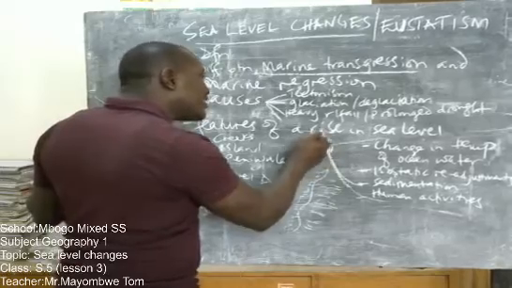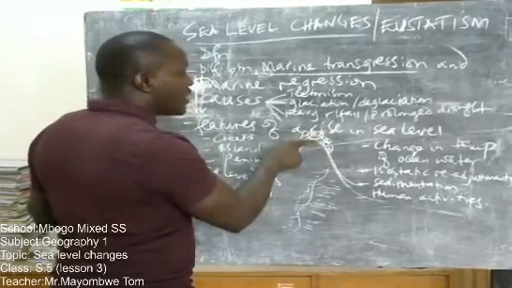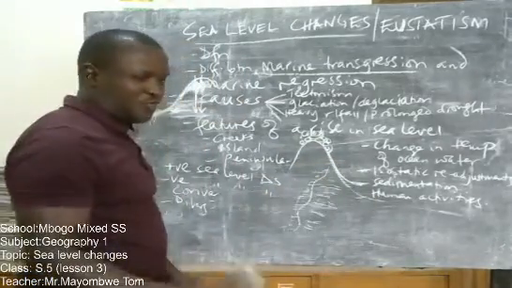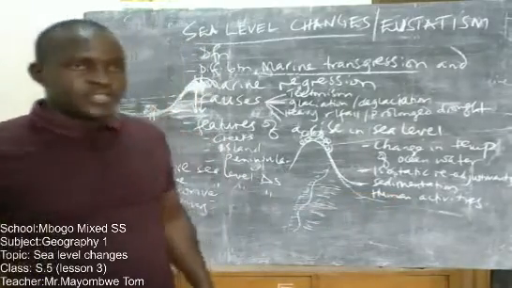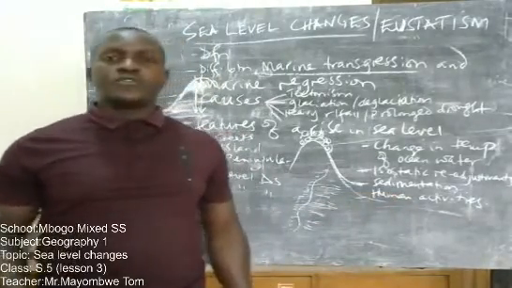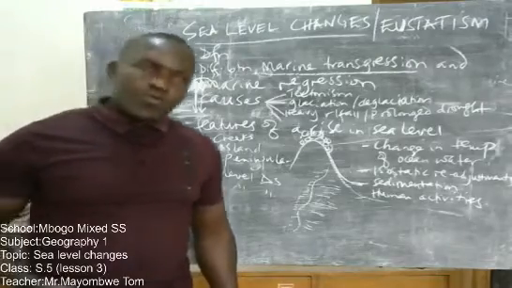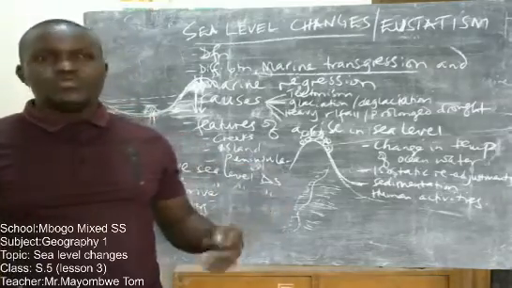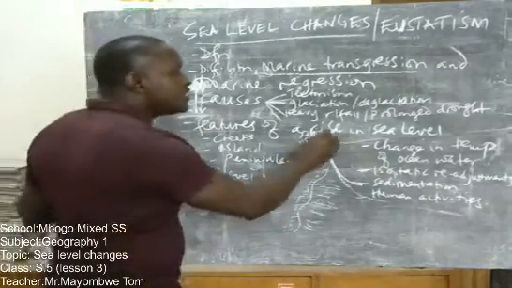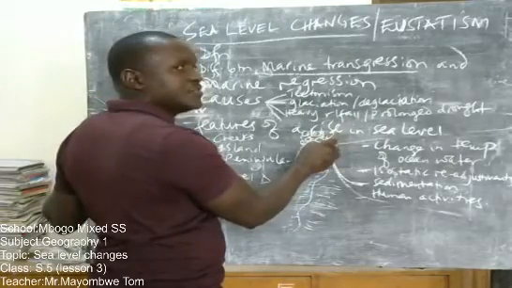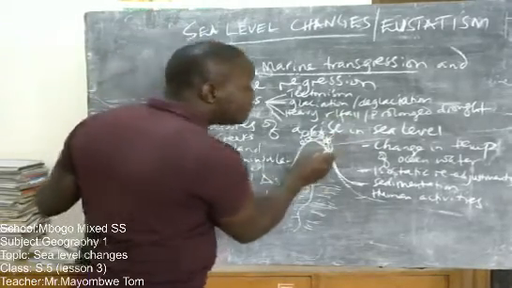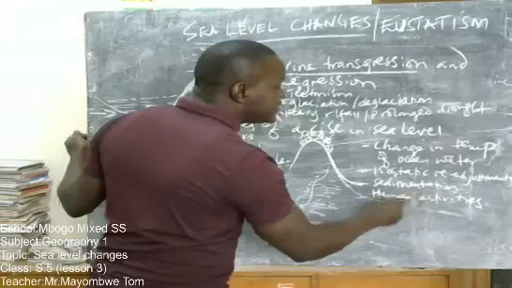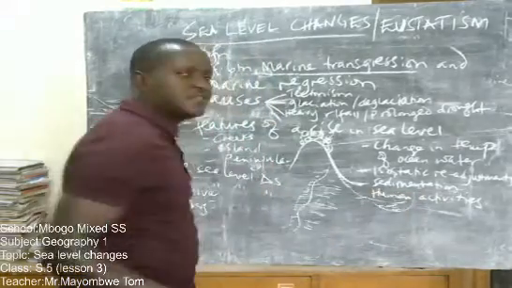So when there are so many glaciers here, that means the water is now in the form of ice. So these rivers will carry less volumes of water and pour it into the oceans, leading to a fall in the sea level. However, during deglaciation, when there is a melting of ice due to an increase in temperature, the glaciers melt. And when the glaciers melt, the volume of water which is carried by the rivers and the streams into the oceans and seas increases, leading to a rise in the sea level.